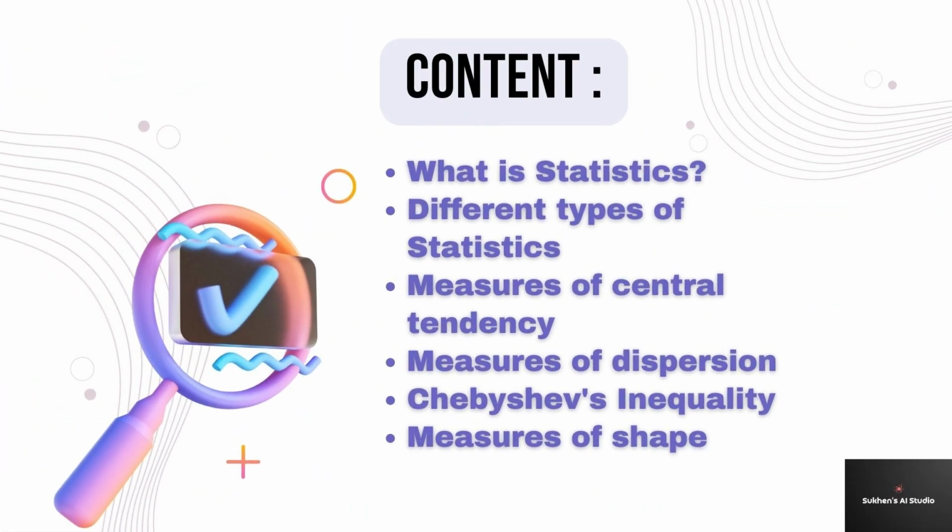In today's video, we'll try to learn what statistics is, what the different types of statistics are, and measures of central tendency, that is, what mean, median and mode are. We'll also look at measures of dispersion, that is the spread of data, focusing on range, variance and standard deviation. We'll learn the famous Chebyshev's inequality, which talks about the proportion of measurements that lie within 2 and 3 standard deviations of the mean. And finally, we'll look at measures of shape in which we'll learn skewness and kurtosis of data.